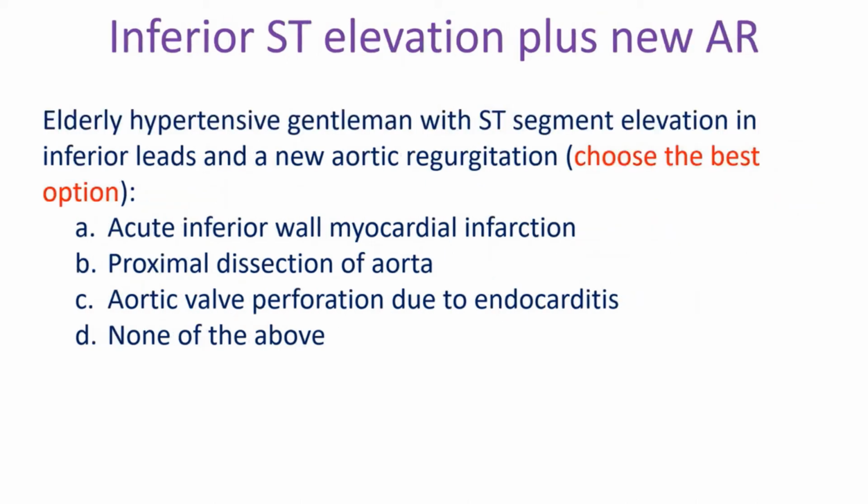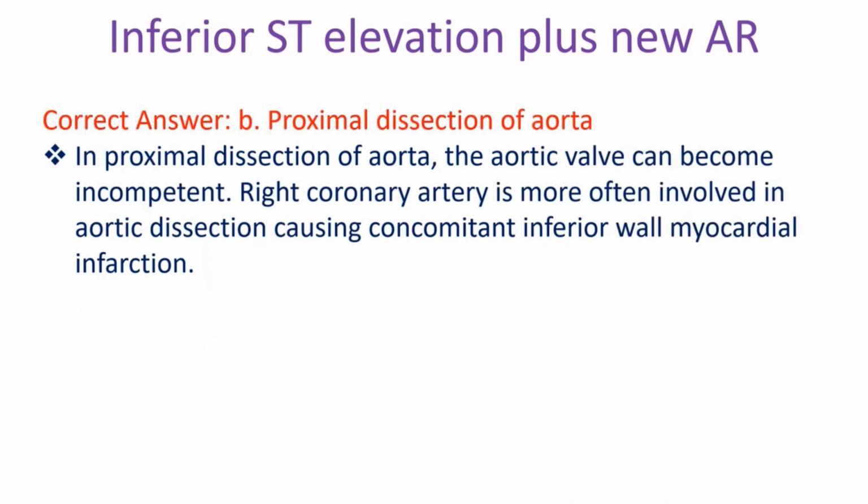Elderly hypertensive gentleman with ST segment elevation in inferior leads and a new aortic regurgitation. Choose the best option. A. Acute inferior wall myocardial infarction, B. Proximal dissection of aorta, C. Aortic wall perforation due to endocarditis, D. None of the above. Correct answer B. Proximal dissection of aorta. In proximal dissection of aorta, the aortic wall can become incompetent. Right coronary artery is more often involved in aortic dissection, causing concomitant inferior wall myocardial infarction.